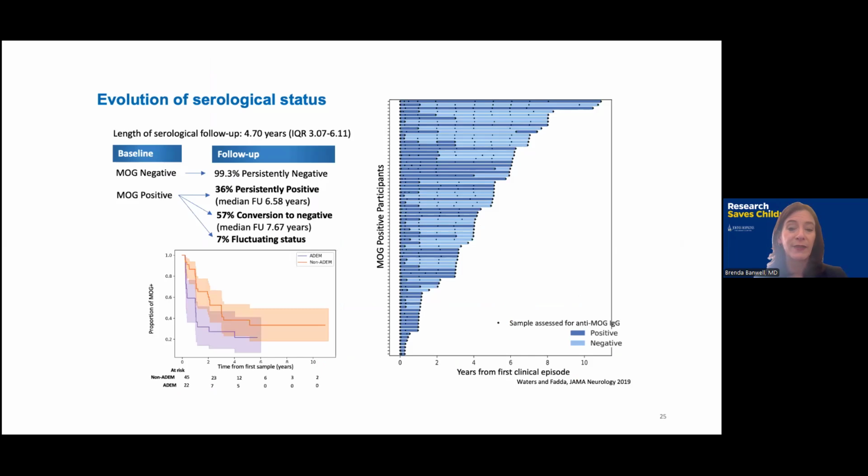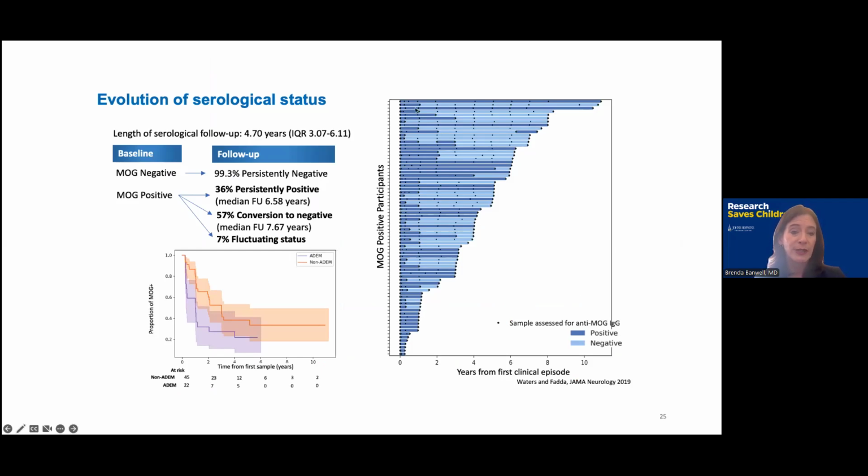So what you can see, if you look partway down, you can see some of the children that are dark blue at the beginning, then they have a period of years where they're light blue, and then they turn dark blue again. Reminding us that sometimes patients can be seropositive, then seronegative, then seropositive again. Some patients can be seropositive for years. Some are only seropositive for a short time.